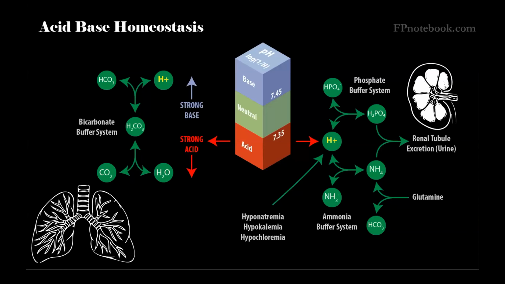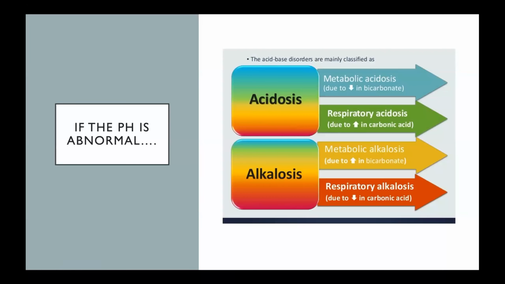At the same time, phosphate buffers and ammonia all can do buffering activity, especially in the kidneys. If the pH is abnormal, generally we call it acidosis. If the pH is low, we call it acidosis; if the pH is high, we call it alkalosis. In acidosis, there are two types.